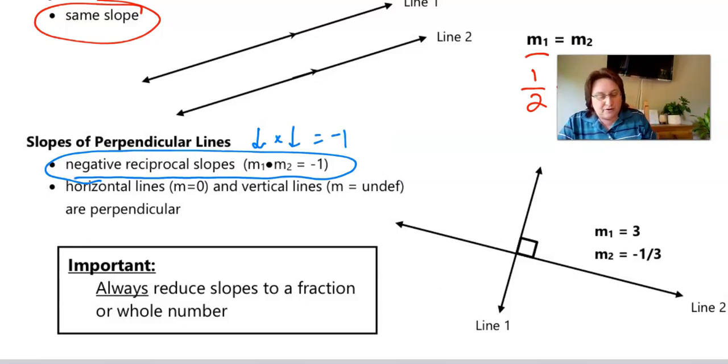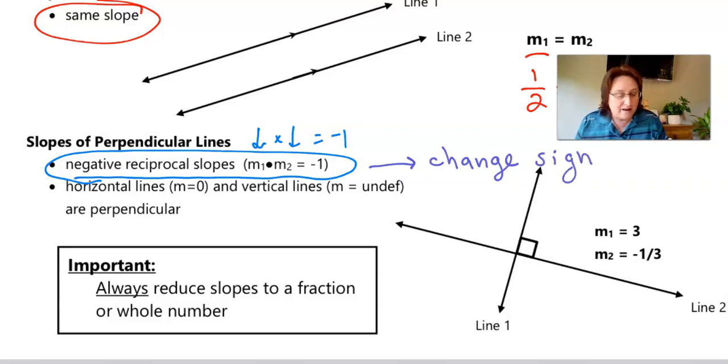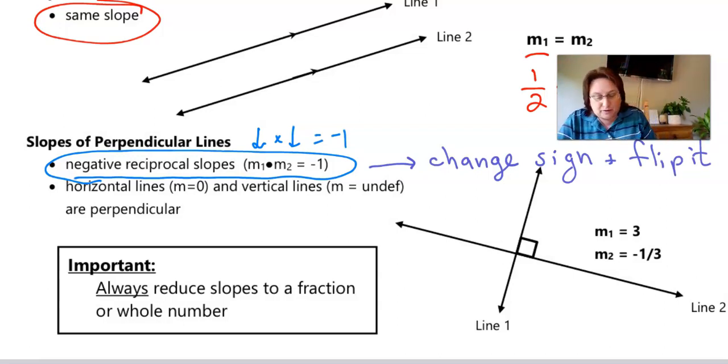Now, there's another way that I like to think about perpendicular lines. So, negative reciprocal means this: negative means you change the sign, so you're going to change the sign, and then you are going to flip it, which means you're going to do the reciprocal. Now, as a reminder, guys, horizontal lines have a slope of 0 and vertical lines have a slope of undefined. And guys, those are going to be perpendicular.